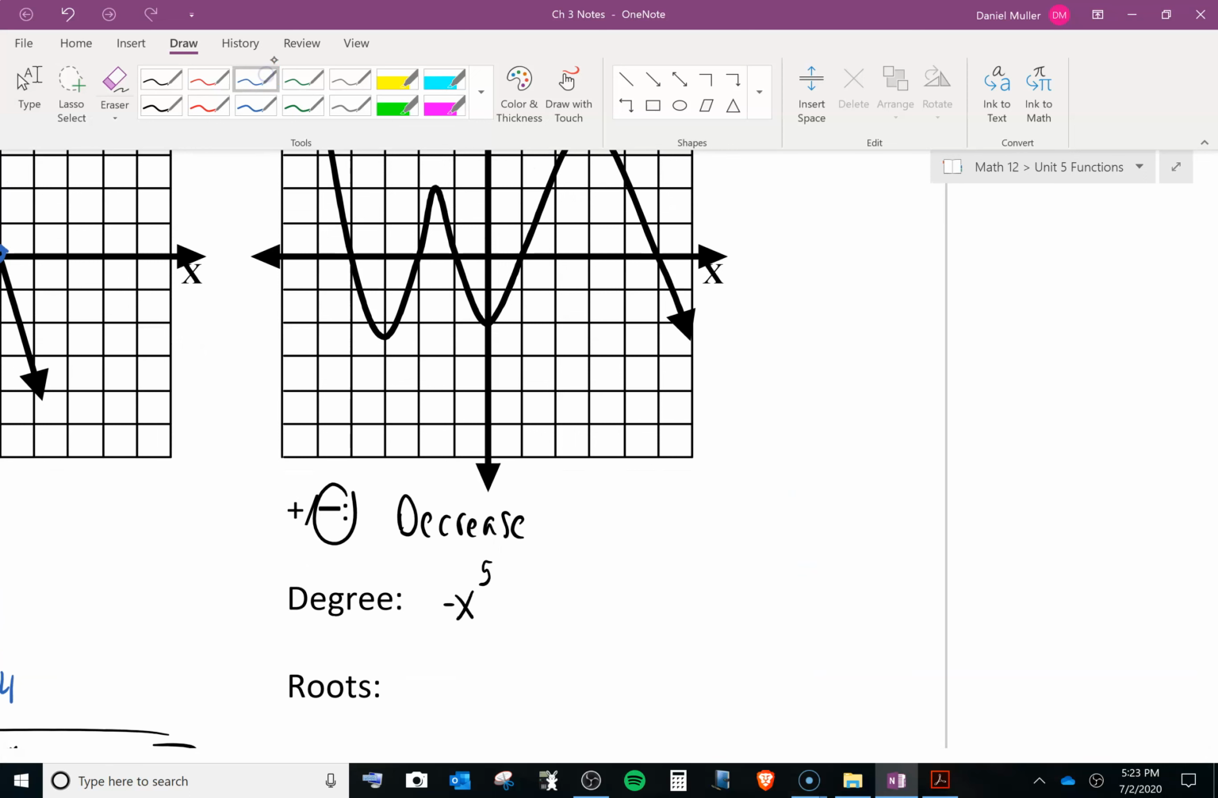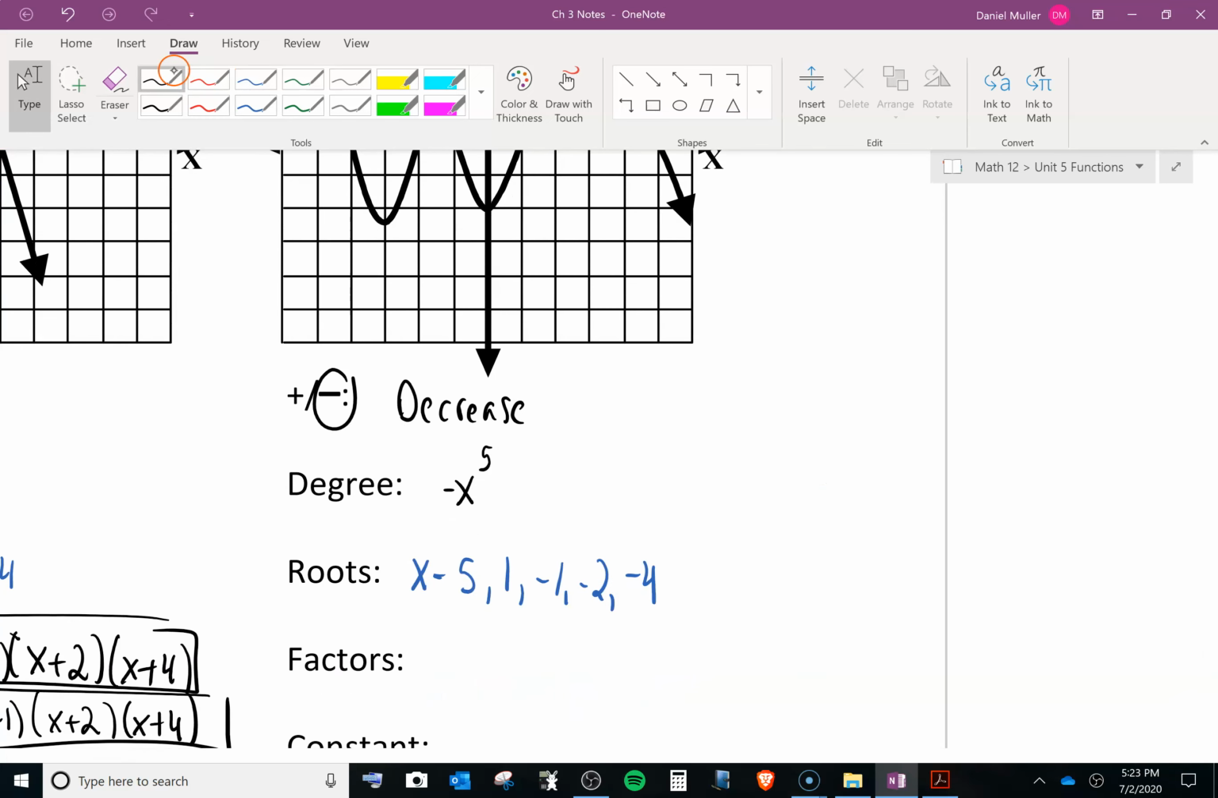The roots. So I've got 5, 1, negative 1, negative 2, and negative 4. So for this, I need to make these up. So x minus 5, that would give me 5 would make that a 0. x minus 1, a 1 can go in there. x plus 1, this one would work. x plus 2, and x plus 4. So all of those would work.